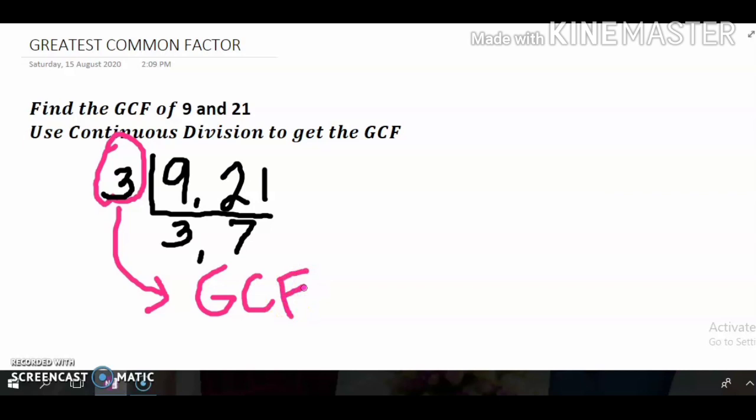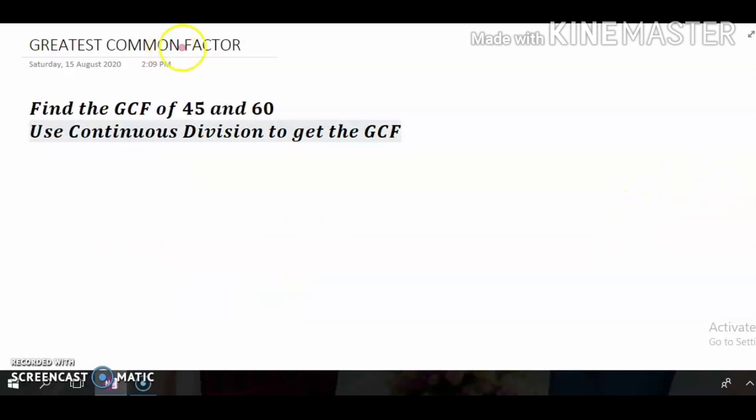So, again, saan natin ginagamit ang GCF sa fraction? We find the GCF when we are expressing the fractions or the resulting fractions into its lowest term. Okay, so try po tayo ng another example. So, find the GCF of 45 and 60. Okay, so again, write the two numbers, 45 and 60. Okay, then after nyan, use continuous division.